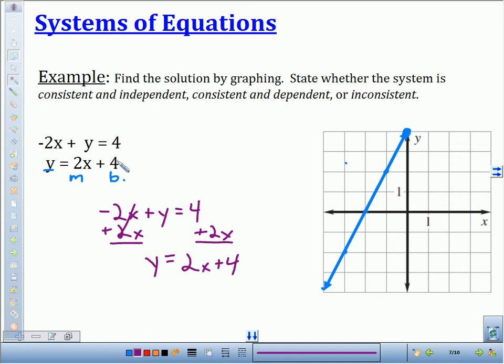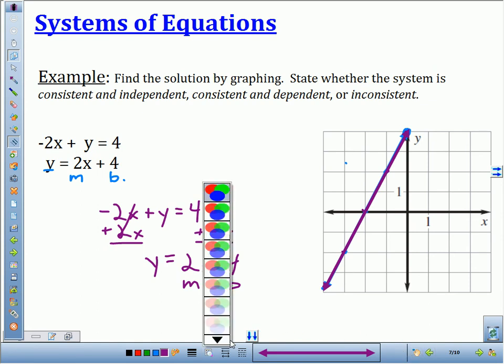Well, now, the second equation was also y equals 2x plus 4. That means that I would have a b of 4 and an m of 2. So again, I would plot a point at 4, do the move of downward 1 and backwards 1, and I would end up with a line sitting exactly on top of the old line.